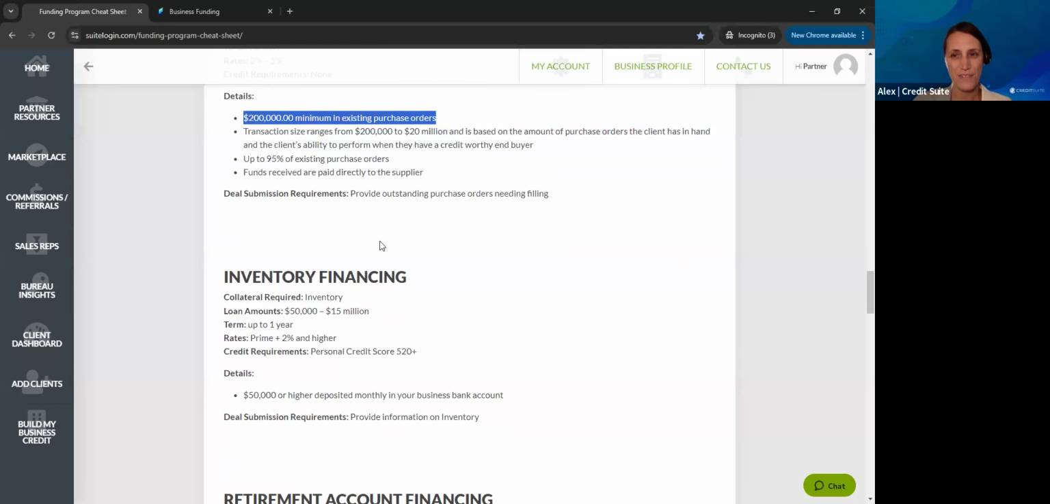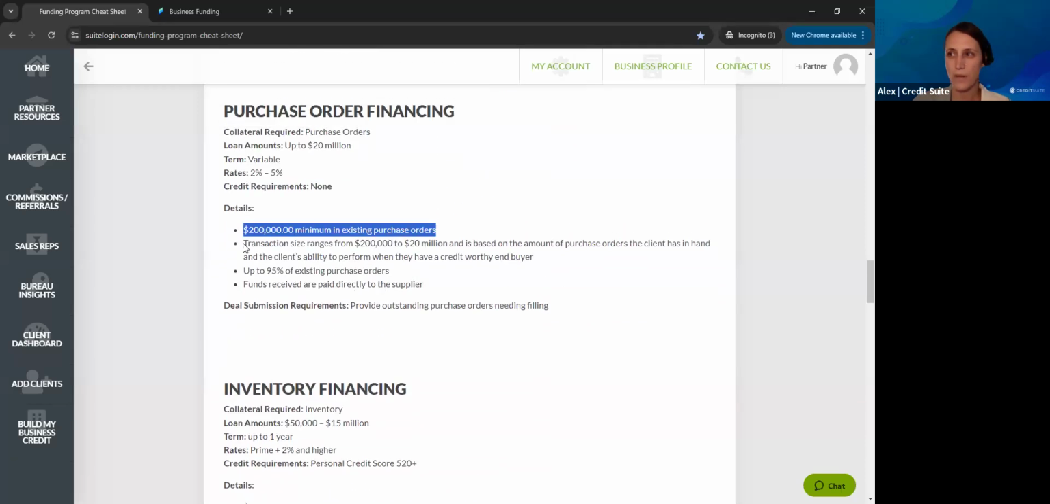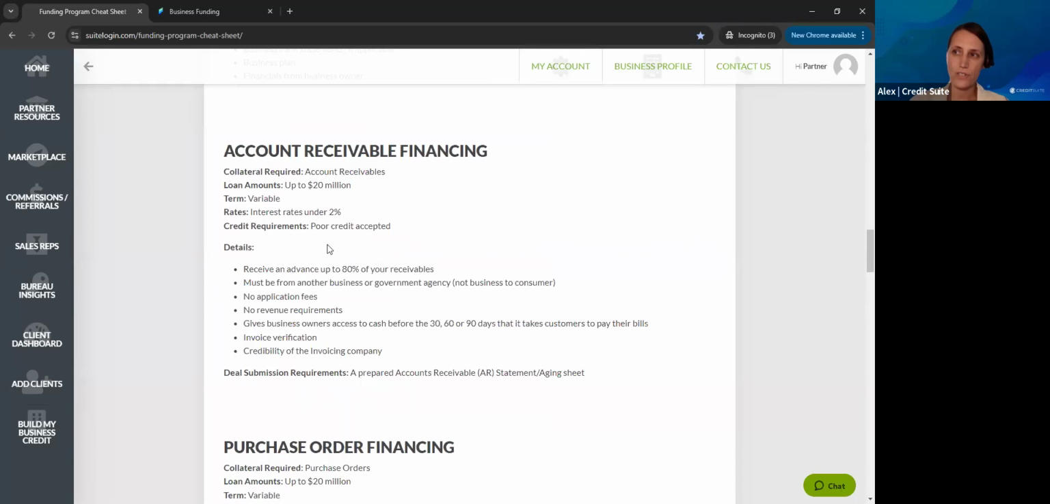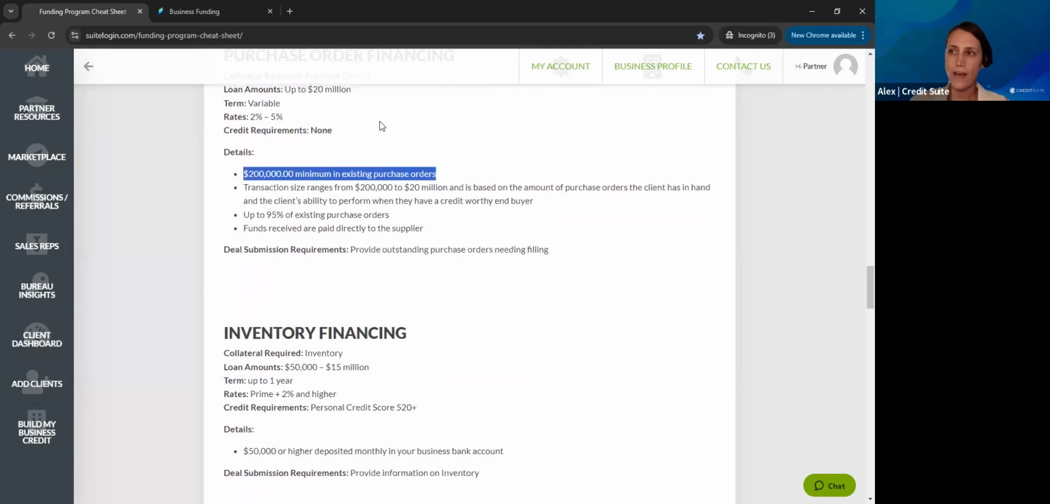And then they can definitely look into a purchase order type of lending, and the funds received are paid directly to the supplier. So that makes it really streamlined for the business to have that done directly that way. Inventory financing also falls into the collateral umbrella, similar to these other two. Not as common that businesses fall into this.